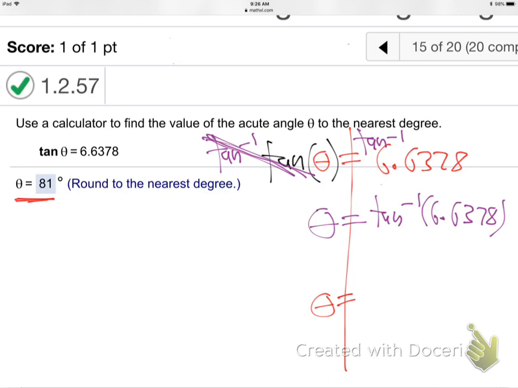Now we hit the buttons on the calculator. You have an inverse tangent button on your calculator. It's usually right above tangent. You usually hit second and tangent to get inverse tangent. Enter 6.6378, and make sure you're in degree mode, because they want a degree answer. I'm getting 81.43 degrees, which rounds to 81. Y'all able to get that?